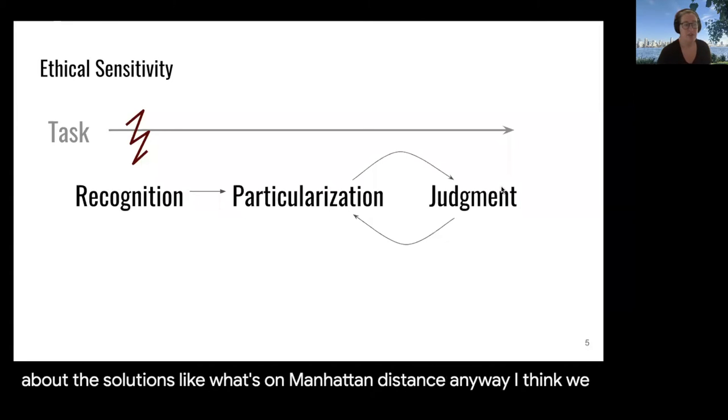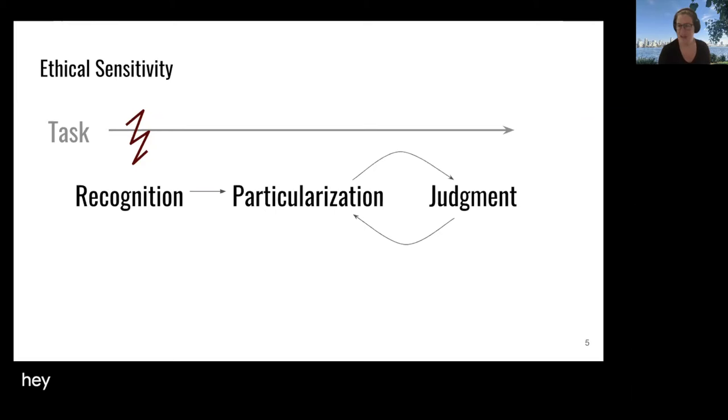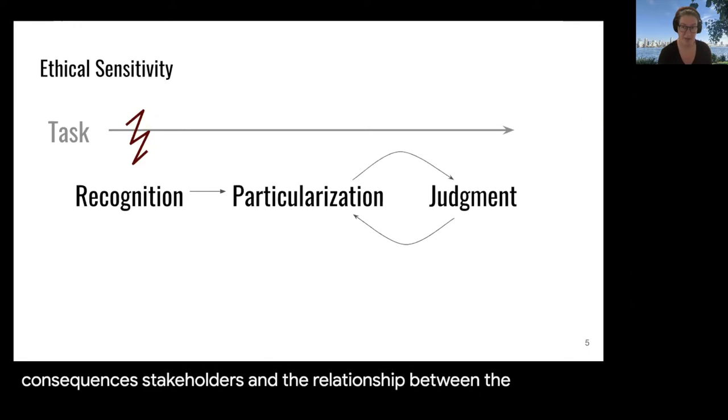I think we can help bridge this gap by looking at this model of ethical sensitivity. It describes a person who's going about their task, cleaning their training data set, for example, who notices a cue that causes them to recognize, hey, there might be an ethical issue here. So they decide to learn more. They seek out information, they reflect on their options, resources, consequences, stakeholders, and the relationship between the problem and their responsibilities.